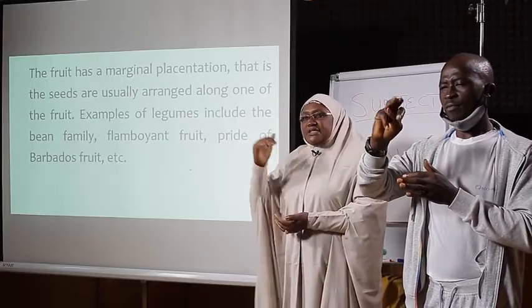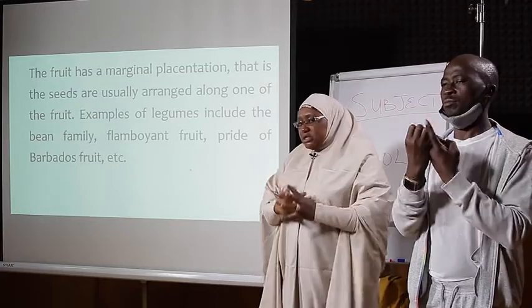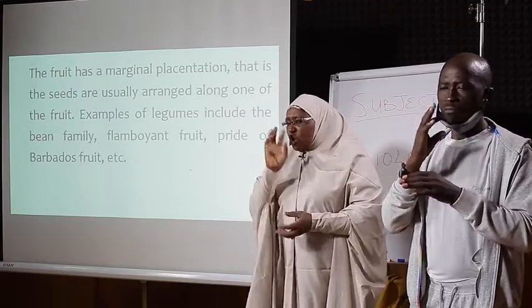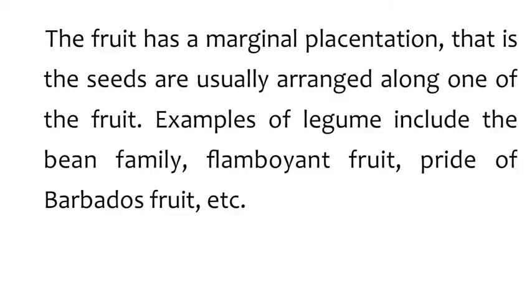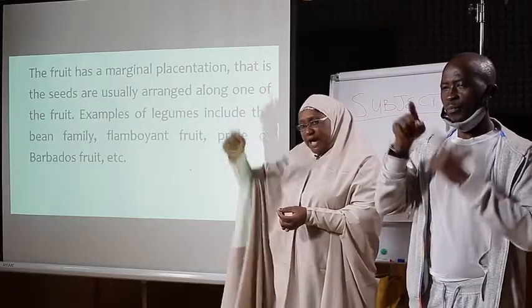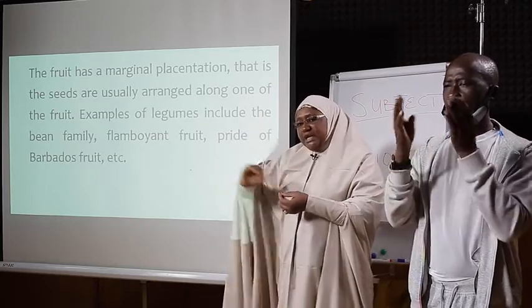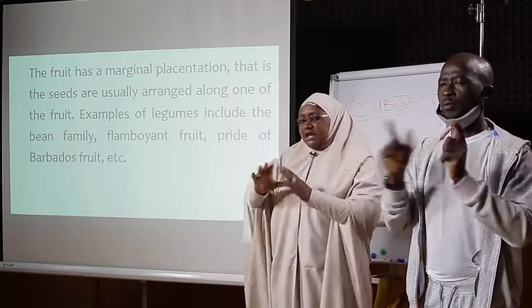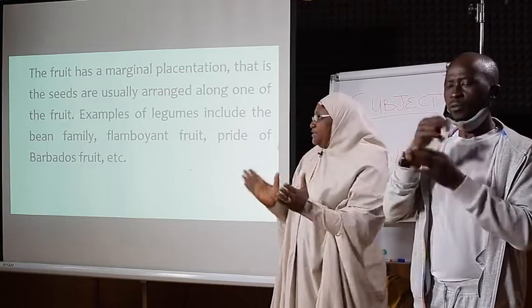The flamboyant plant is that tree that is very common in our environment. It has a very bright red colored flower. It is a very common flower that is asked by WAEC. So the fruit of the flamboyant has marginal placentation. That is, the seeds are arranged along the margin. So when the fruit gets dry and ripe, it opens or splits along the slits and exposes the seeds. That is what we mean by a legume.